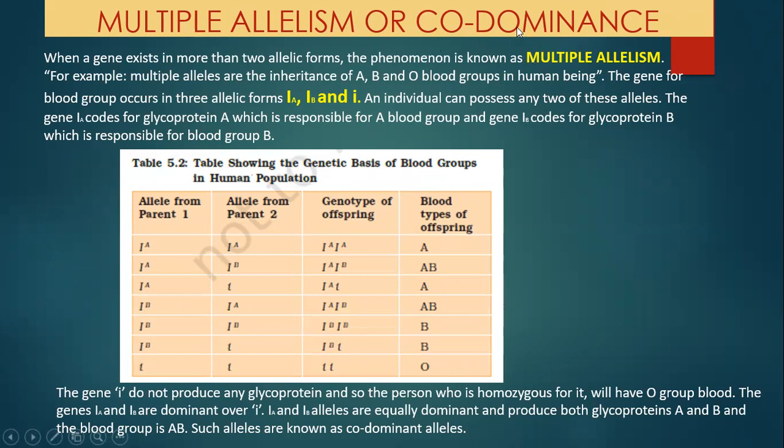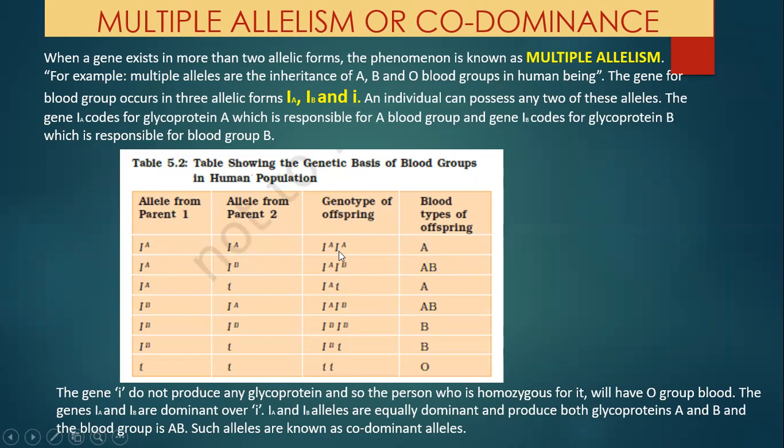This codominance phenomenon can be easily seen in ABO blood grouping. If these are the alleles present in an offspring, that is IA and IA, where this IA is obtained from parent 1 and this IA is obtained from parent 2, and these two gametes fuse, the offspring will receive IA and IA. In that case, the blood group will be of A type.